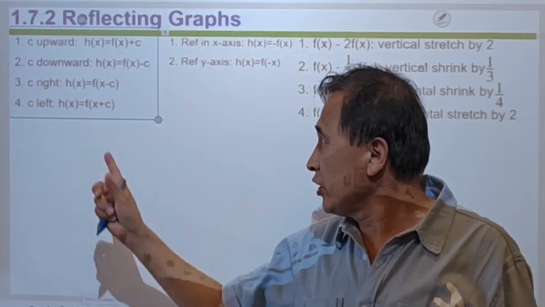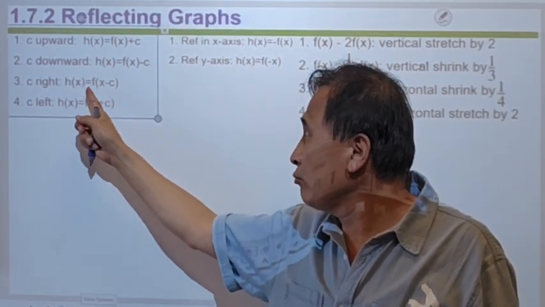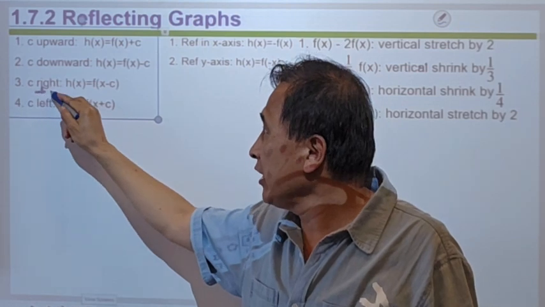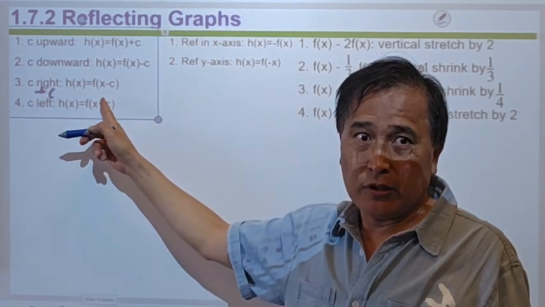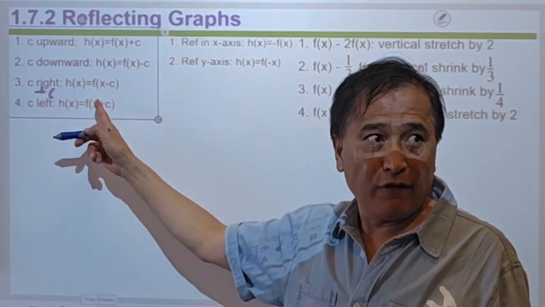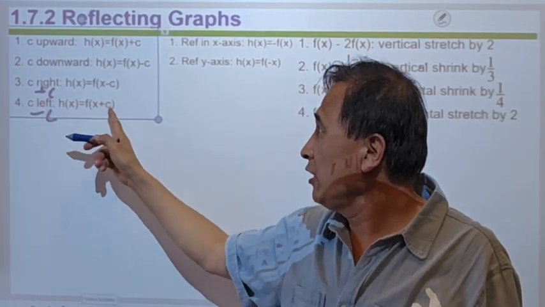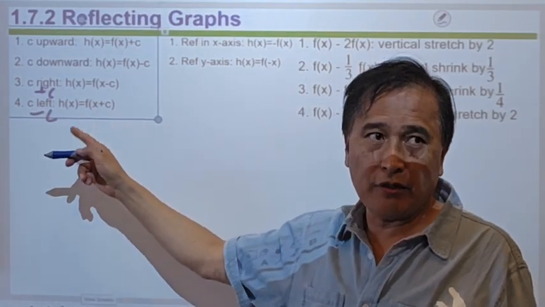Inside the function, instead of x, you put it inside. Right means plus c, but x also opposite, so that should be f of x minus c. The left is minus c, but opposite, so plus c, you're going to put it there, right?